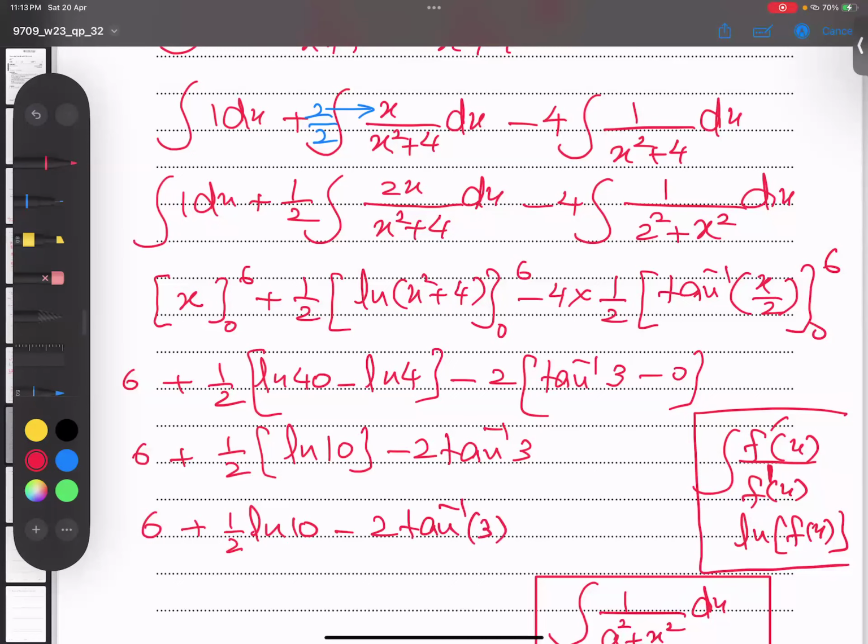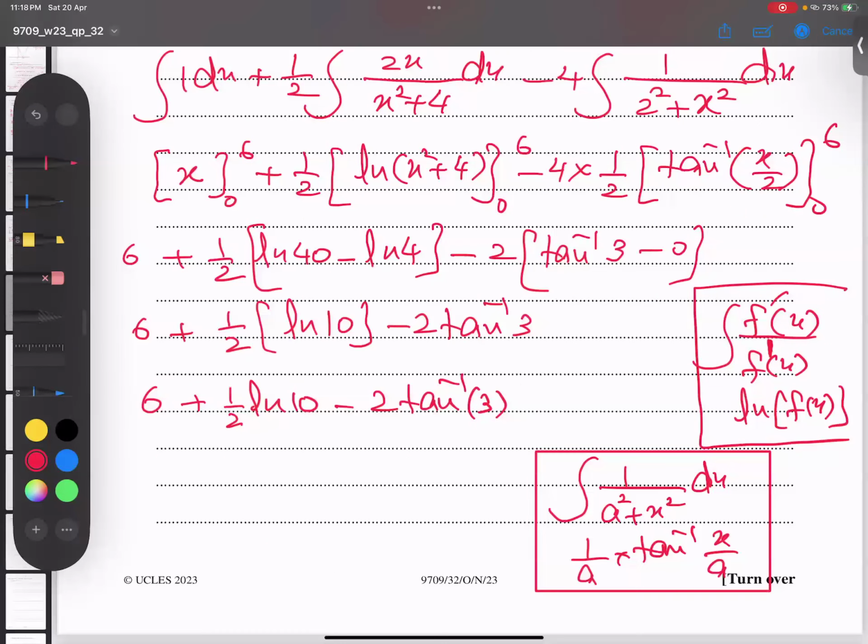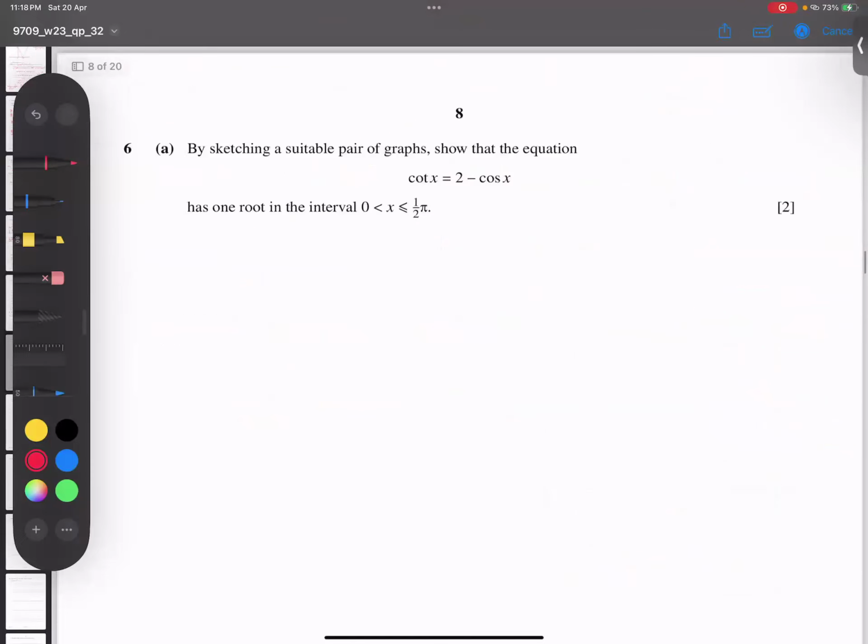Alhamdulillah. I think the point is clear. So the next question is number 6. And what is question number 6? By sketching a suitable pair of graphs, he said, show this equation has one root in this interval, 0 to pi by 2.